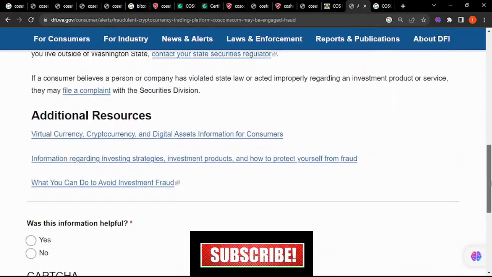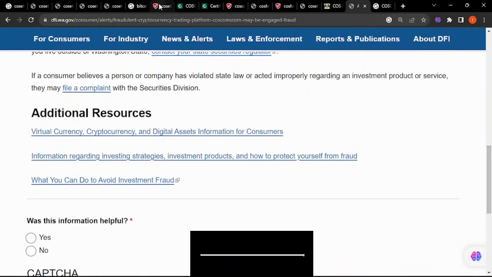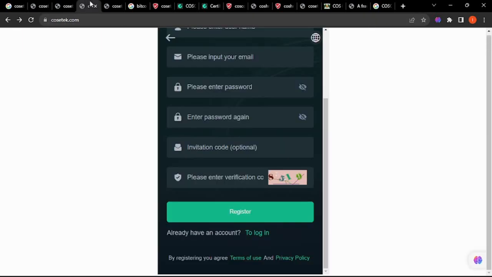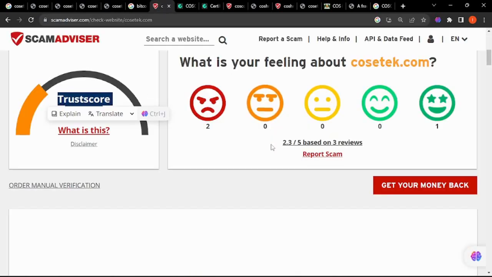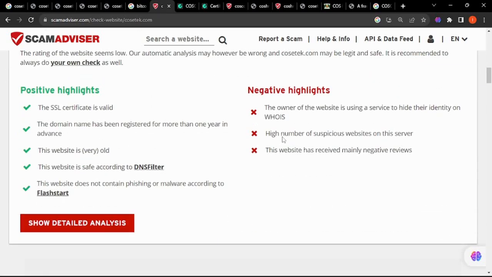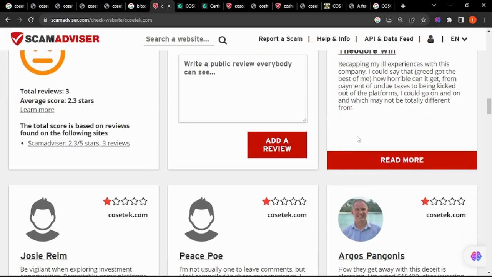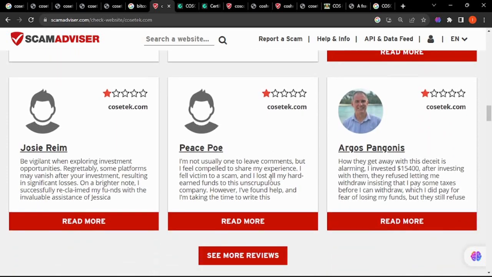So what is the verdict in this case? My verdict is that Cosetek is a total scam. Whereas you may make some money if you're lucky on the site, you're most likely to only make a few withdrawals, you are less likely to recover your capital, and I would really not recommend you join the platform.